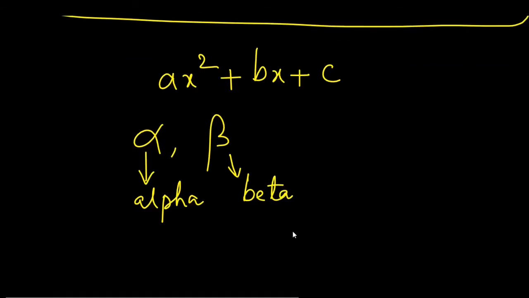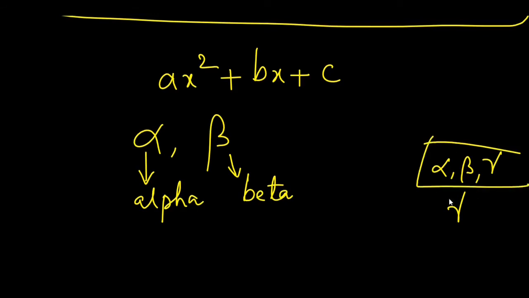For a cubic polynomial, we will have at most 3 zeros. Then we can use one more letter, gamma. So alpha, beta and gamma are used for a cubic polynomial. Here we have only 2 zeros for a quadratic polynomial, so we are using alpha and beta. This is gamma. Alpha, beta and gamma are Greek letters.